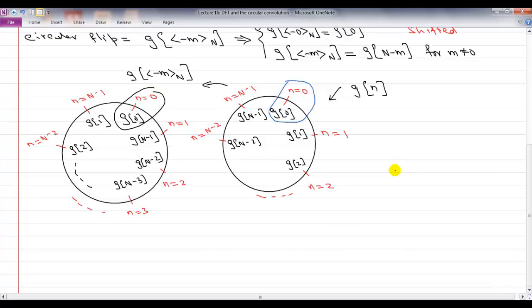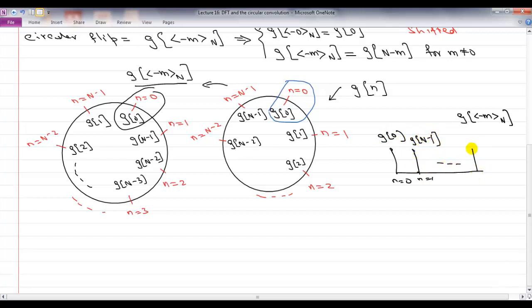So to get the final sequence, all we have to do is flatten this circle into our usual straight line. So we get g of minus m mod n as g of 0 at n equal to 0. Then we simply go to the case of n equal to 1, where we get g of n minus 1. As we can see from the circle, we keep on going, we go to n equal to n minus 1, we get g of 1.